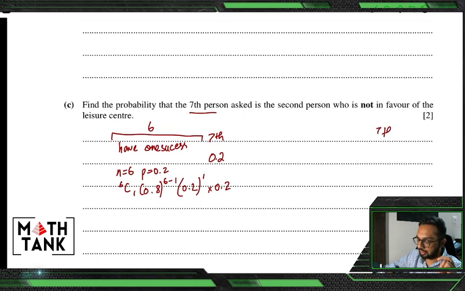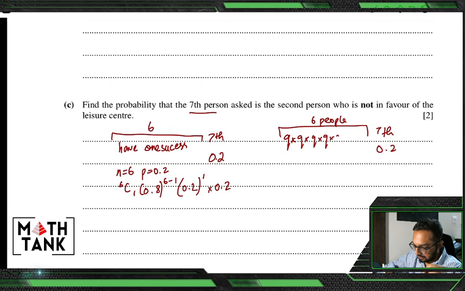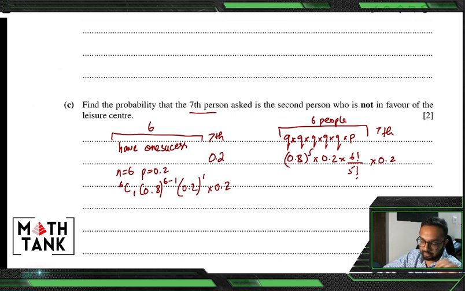Or the other way of thinking about this is that I could say that the seventh person is someone who does not agree, and among the first six people you have five failures and one success, but they could be in any order. So I'm going to say 0.8 to the power 5 into 0.2 into 6 factorial divided by 5 factorial, and then multiplied by 0.2. That is what I could also do. They are both going to give me the same answer that I have here.